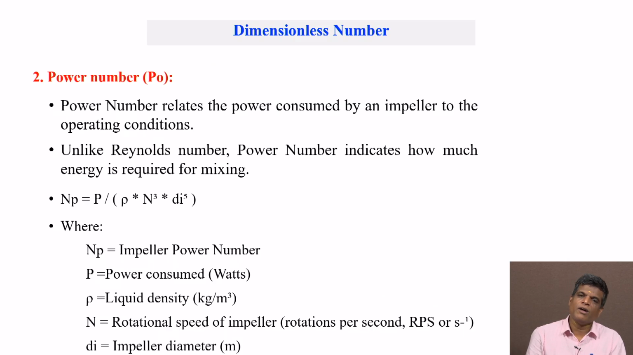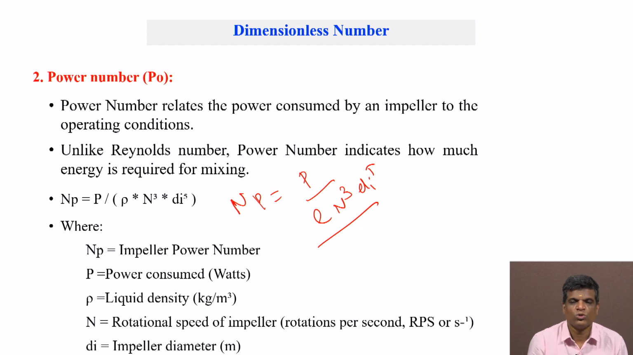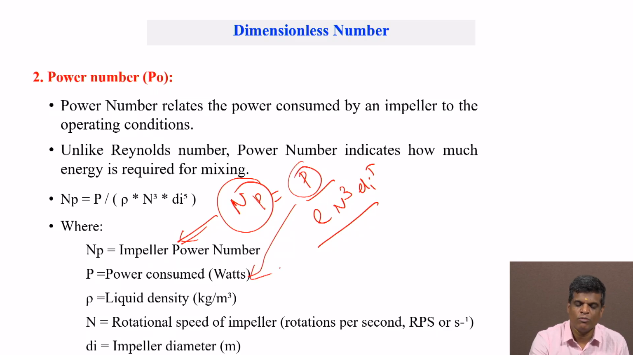Next is the power number, sometimes written as the Newton number. The power number N_P equals P by rho n D_i to the power 5. Here we discuss what the dimensionless numbers are and where we will use them, because whenever you use a bioreactor, the power number is the most significant. N_P is the impeller power number. P is how much power is consumed, in watts.